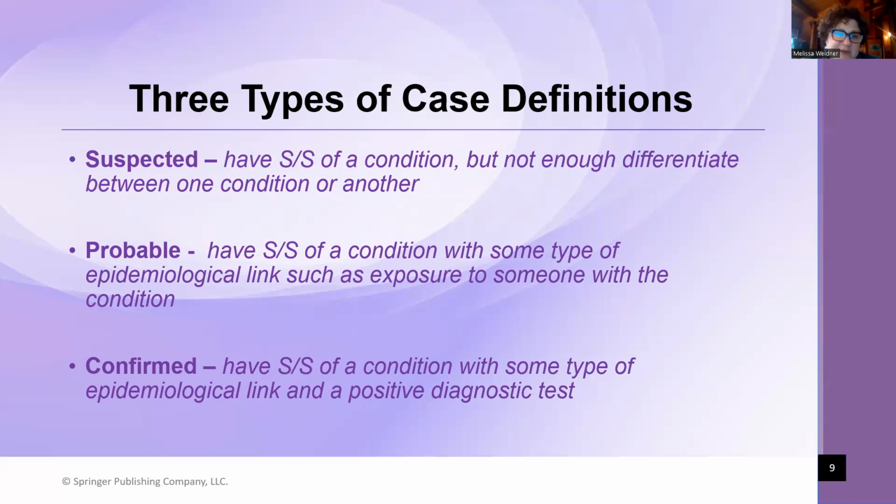And then as our technology improved, if you developed signs and symptoms of a condition and you had an epidemiological link and a positive diagnostic test, you had a confirmed case of a disease. You can see how they kind of build on each other.